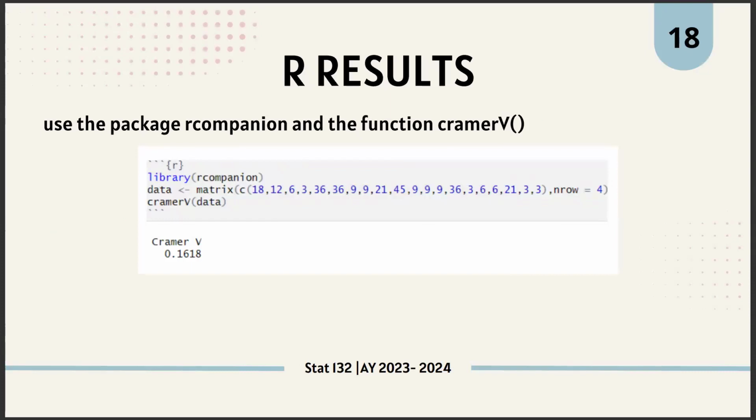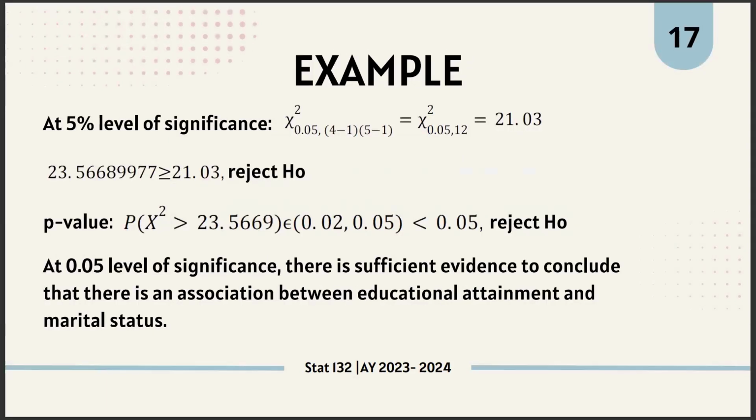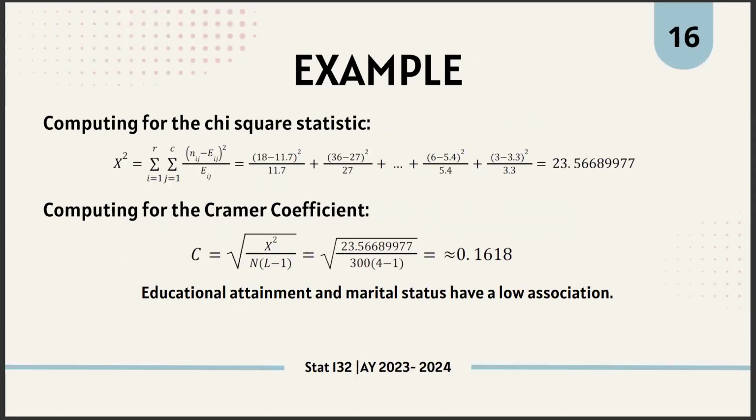If we use R, we do have to install the package DescTools or rcompanion. Then we just use the function for Cramer's V. So there, in R, we also get a value of 0.1618. If we look back, we got the same value, right? 0.1618. So that's it.